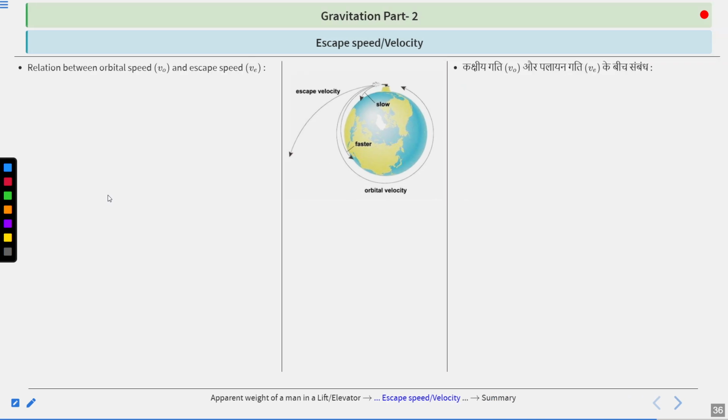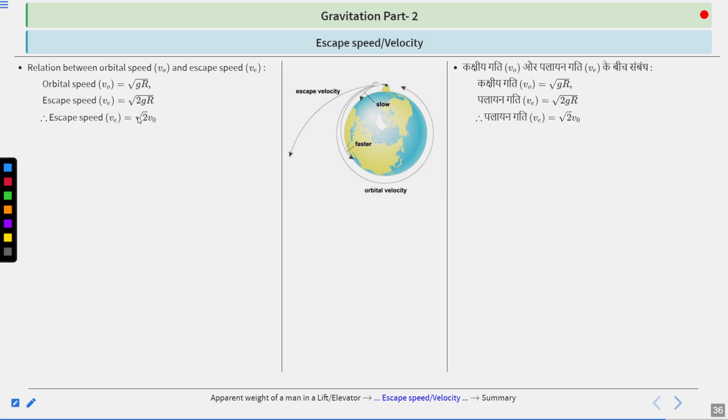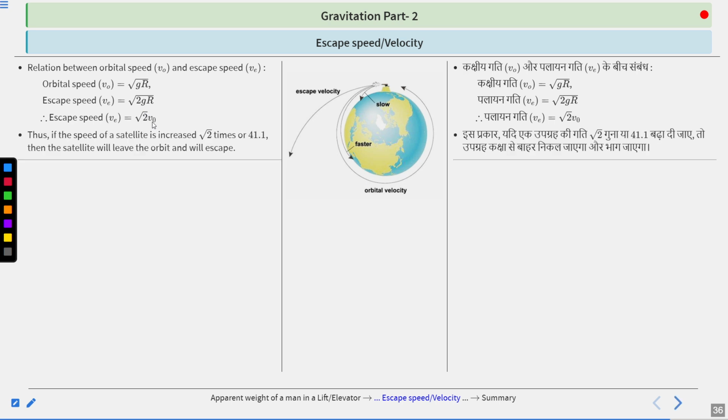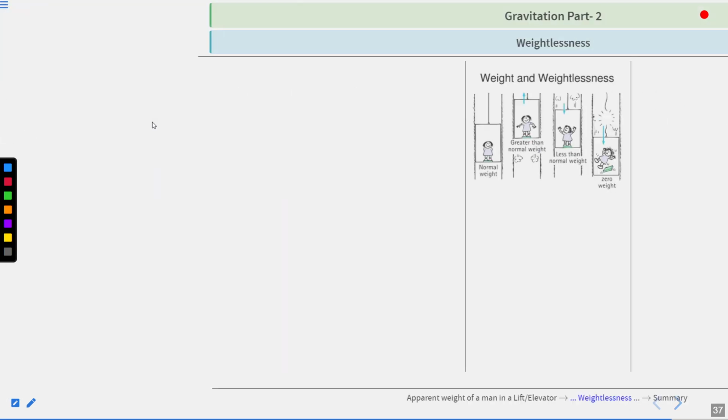Relation between orbital speed and escape speed. Orbital speed is equal to √(gR). Escape speed is equal to √(2gR), which is √2 times the orbital speed v. Thus, if the speed of a satellite is increased by √2 times, or 41%, then the satellite will leave the orbit and escape.